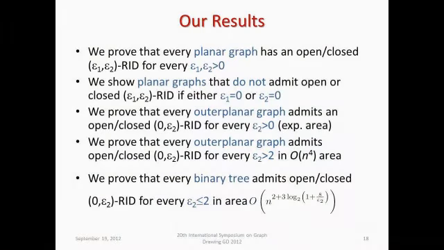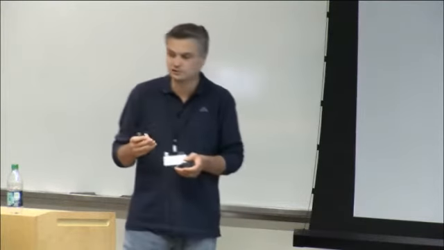Okay, this is the list of results. First of all, we proved that every planar graph has both an open and a closed epsilon 1, epsilon 2 rectangle of influence drawing for every positive epsilon 1 and epsilon 2. So if epsilon 1 and epsilon 2 are positive, we can draw all planar graphs.